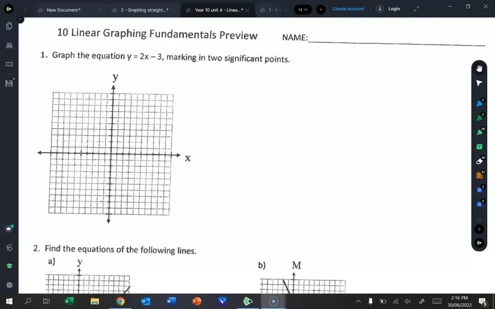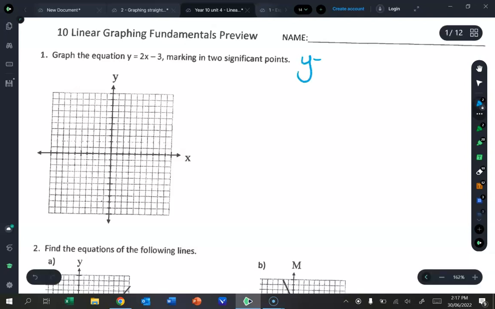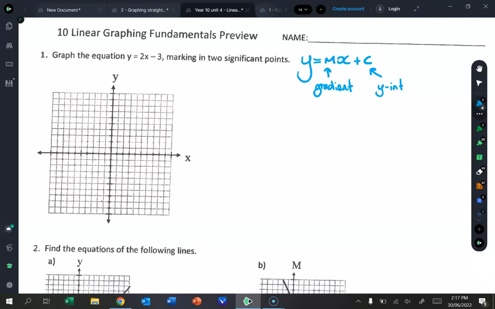Here's an intro to linear graphing. Plotting lines is pretty easy, but you've got to just follow some simple rules. The main thing is that if you remember, everything in linear graphing relates to the equation y equals mx plus c. So we know that m is the gradient, or how steep the line is, and the constant on the end over here also happens to be the y-intercept. Okay, so that's where it crosses the y-axis.